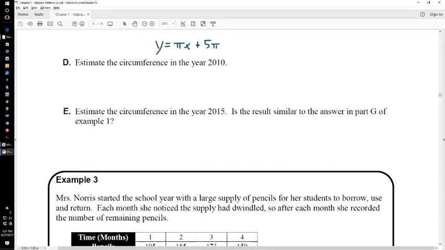Estimate the circumference in the year 2010. Well, if you recall from the previous one, since x of 0 was for the year 2000, x of 10 will be for the year 2010. So we can plug in 10 for our equation. So y equals pi times 10 plus 5 pi. Well, 10 times pi is 10 pi. So y equals 15 pi. That is the estimated circumference in year 10.